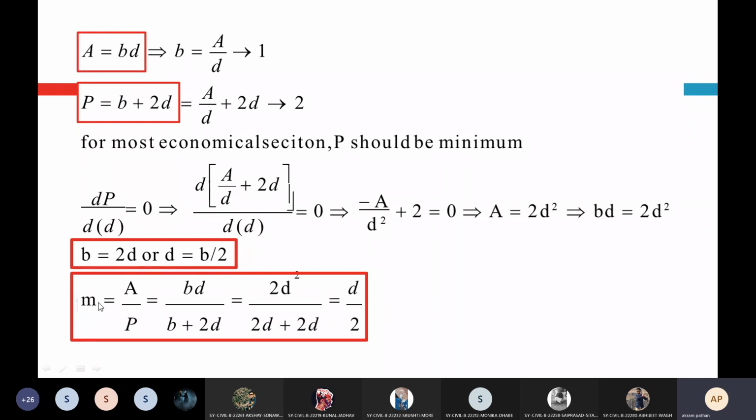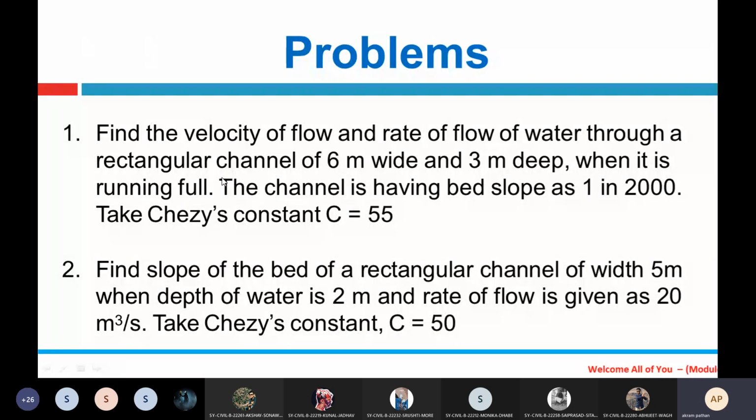depth of flow. And another condition we got is that the hydraulic mean depth m or r is equal to half of the depth of flow. So these two conditions we got, and I had given you these two problems. So what is the velocity and the flow rate?